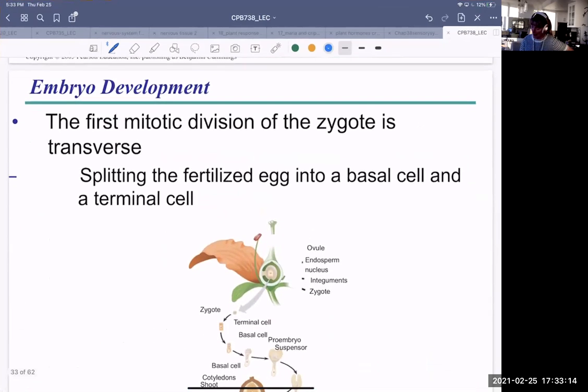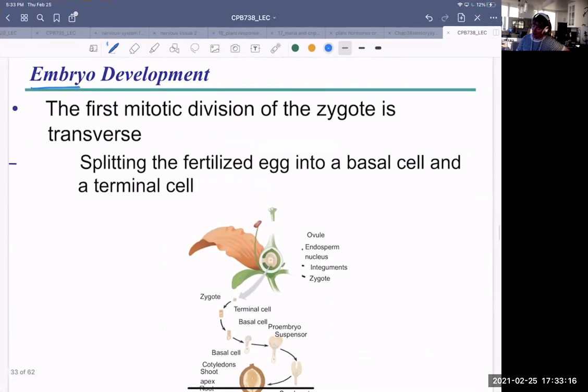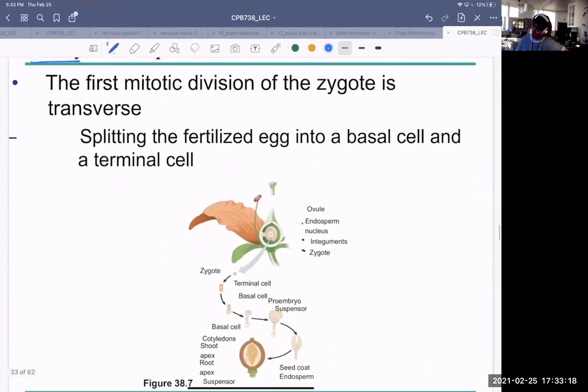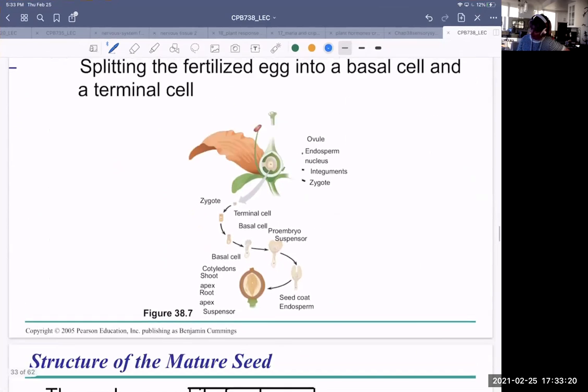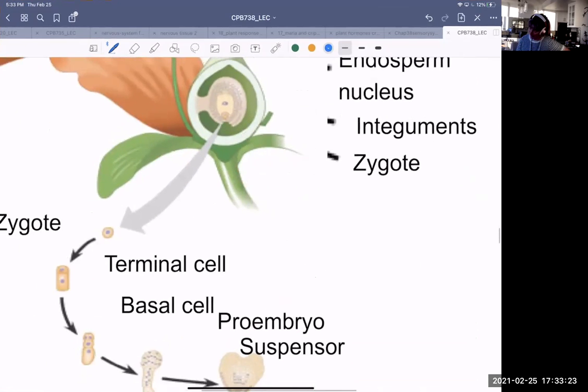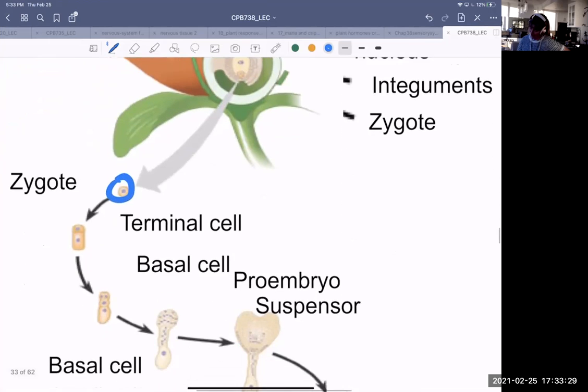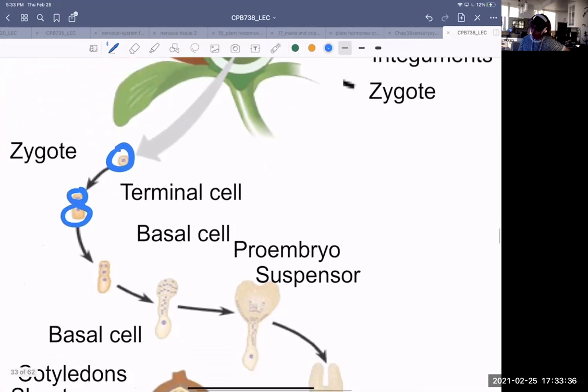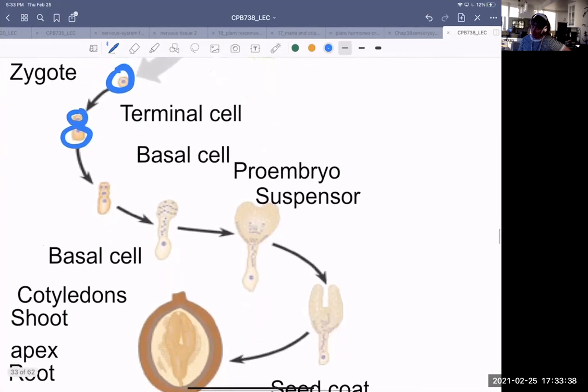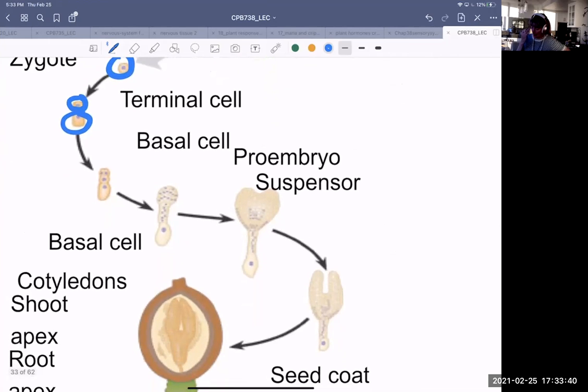Now the embryo will develop as well, of course. The first mitotic development of the zygote is transverse. So here we are, the zygote. It's transverse and it forms a terminal cell and a basal cell. The basal cell becomes, I have to check this to make sure I've got it right.